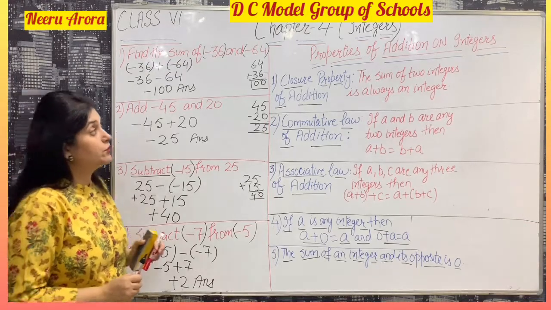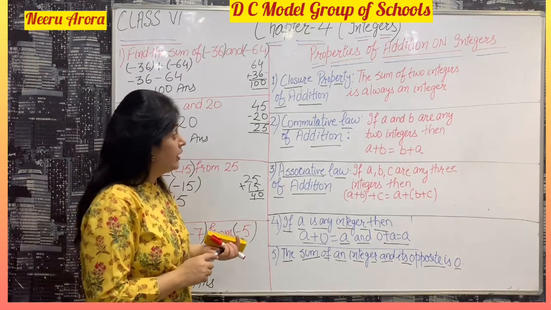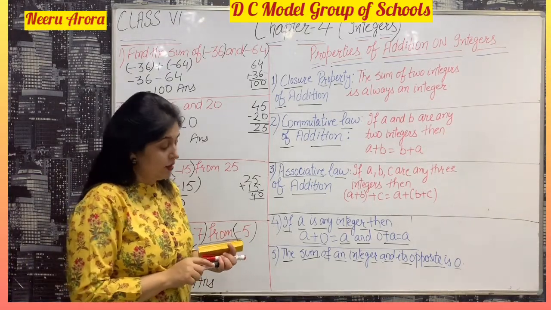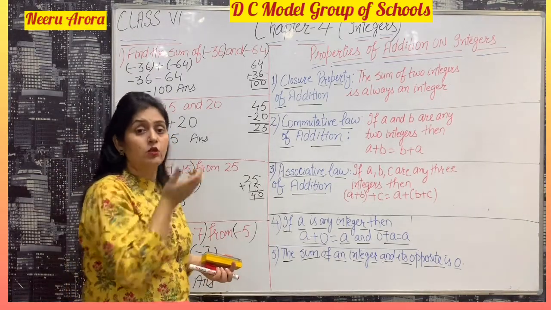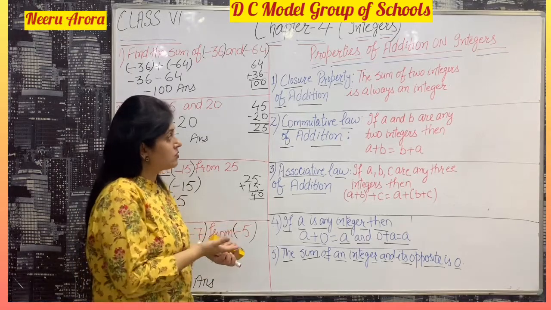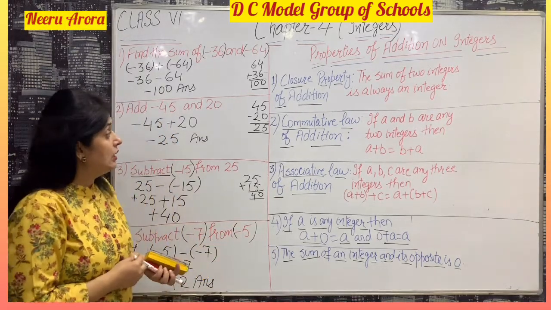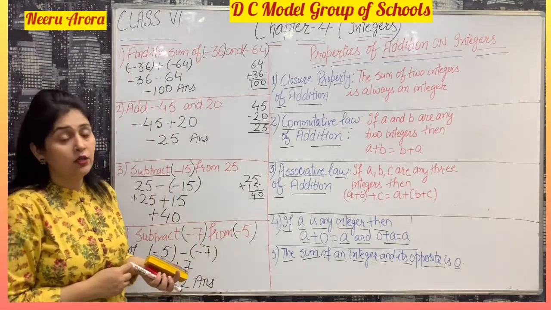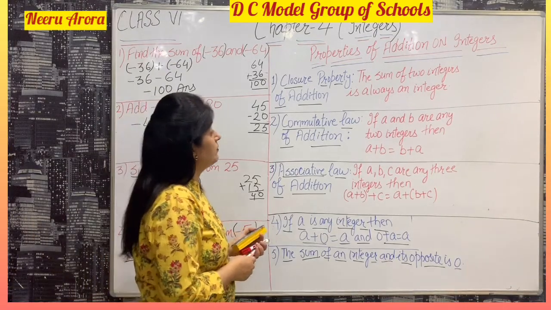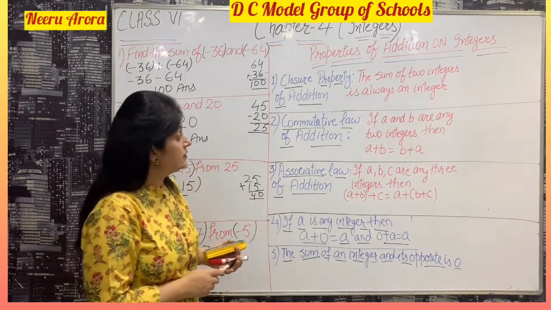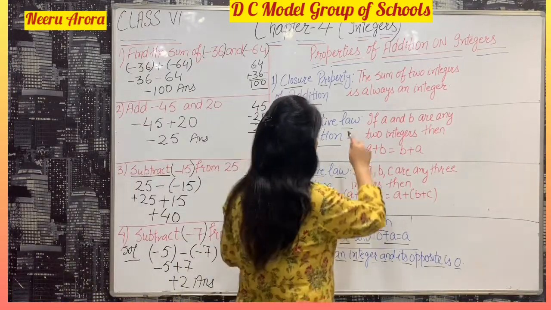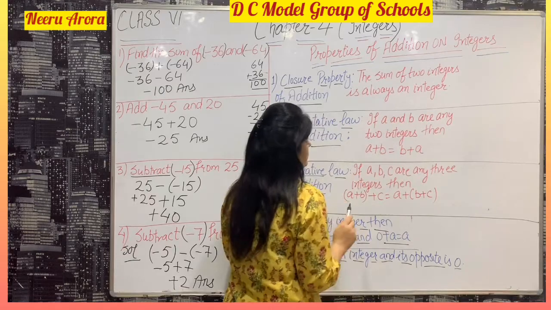Now we are going to discuss properties of addition on integers. We have done properties on whole numbers. The same properties almost we have done: closure property, commutative law, associative law. Now the first property is closure property of addition. What is this? The sum of two integers is always an integer.